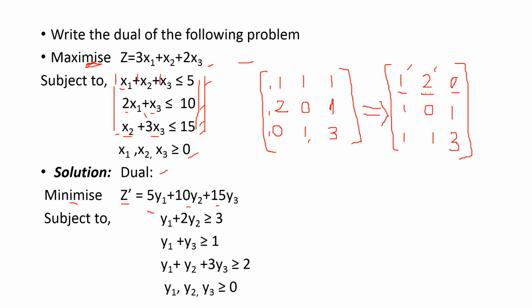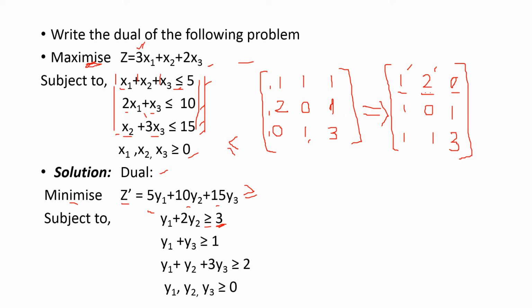y1 plus 2y2 greater than or equal to 3. What is this 3? The coefficient of the objective function. And one point you have to note is that the inequalities are to be reversed. Here it is less than or equal to, so it should become greater than or equal to. So greater than or equal to 3. 3 is the coefficient of x1 in the question.